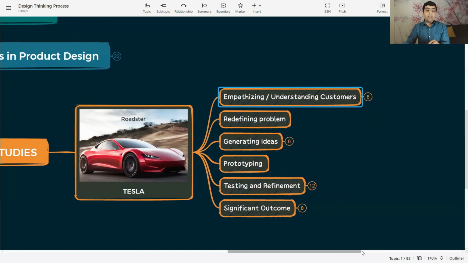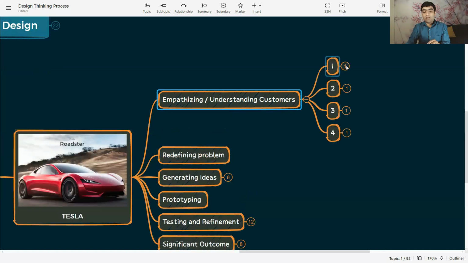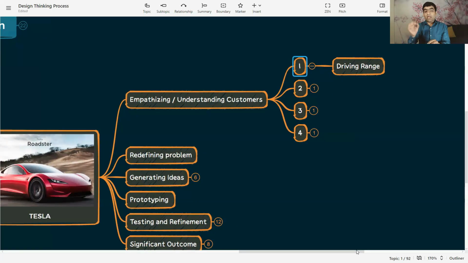They understood the pain points of the customer. They conducted a lot of surveys. They entered into the market, conducted a lot of surveys, and took a lot of insights from the customers. The problem they received from the customers about electric vehicles was the driving range. Electric vehicles had very little driving range. That is one of the customer pain points they received.